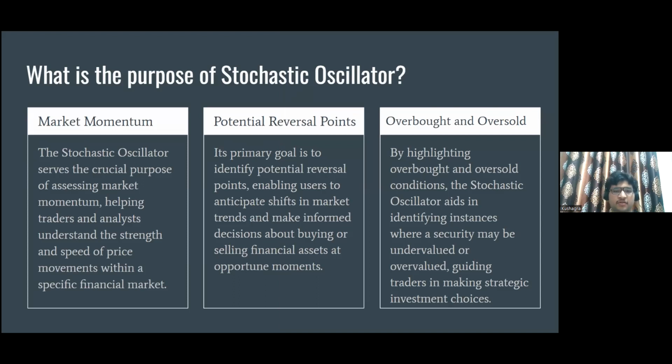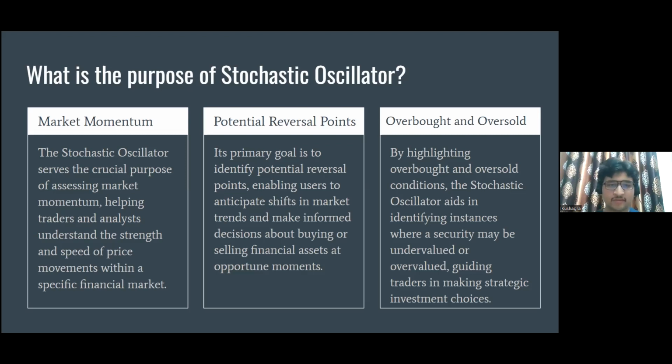Now, what is the purpose of the stochastic oscillator? The stochastic oscillator has three major purposes. First is identifying the market momentum, as I have already mentioned. It serves the primary and crucial purpose. Traders and market analysts can make, not perfect, but certain decisions regarding market entry, market trend, and what the direction of the price will be using this market momentum.